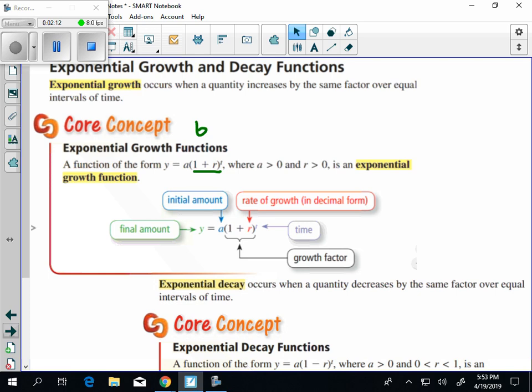Again, this is something you already know. Y, your final amount, is equal to a, your starting value, your initial amount, your y-intercept, times your growth factor, which is really just our base in previous lessons, which is 1 plus a rate of growth raised to the t power representing some time.